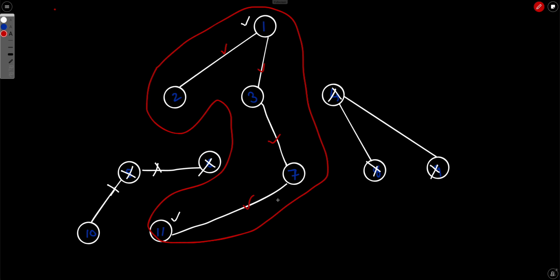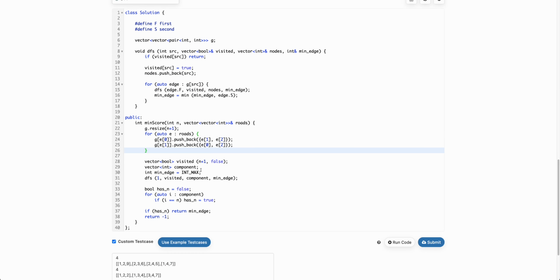We are just finding out the nodes connected with 1, the source, and finding out the minimum in this connected subgraph, which contains all the nodes that are connected with 1 in some way. And after we do that, we just see whether 1 and 11 are connected or not. If they are connected, just return the minimum value. If they are not connected, we can't do anything, right? So that's the approach. Let's look at it.